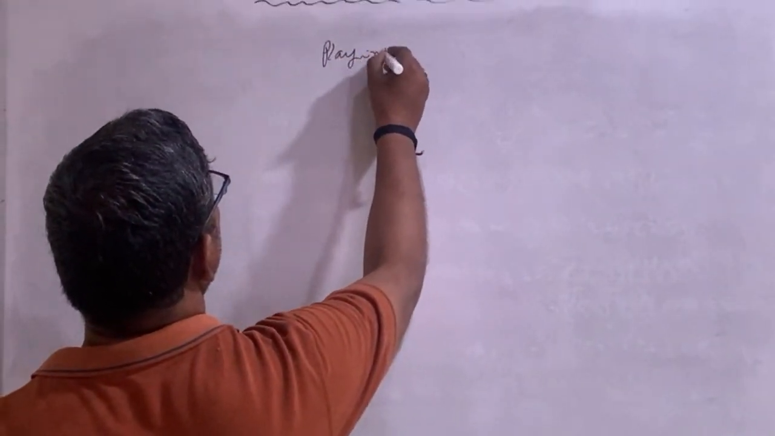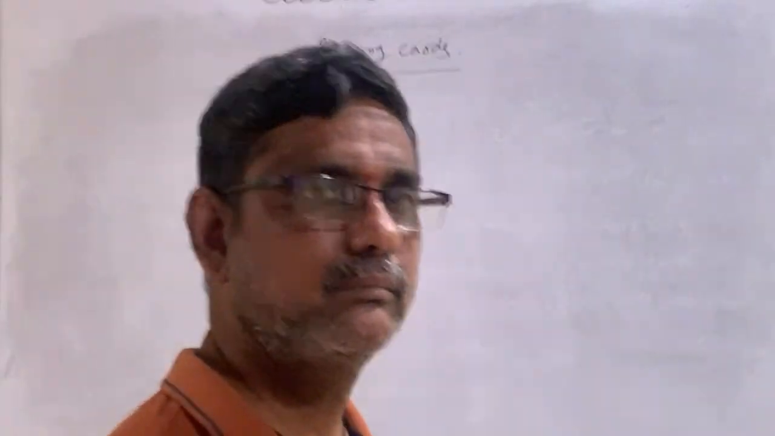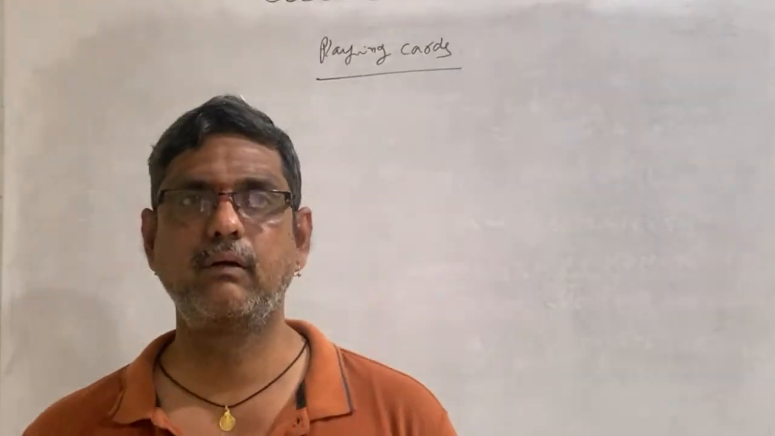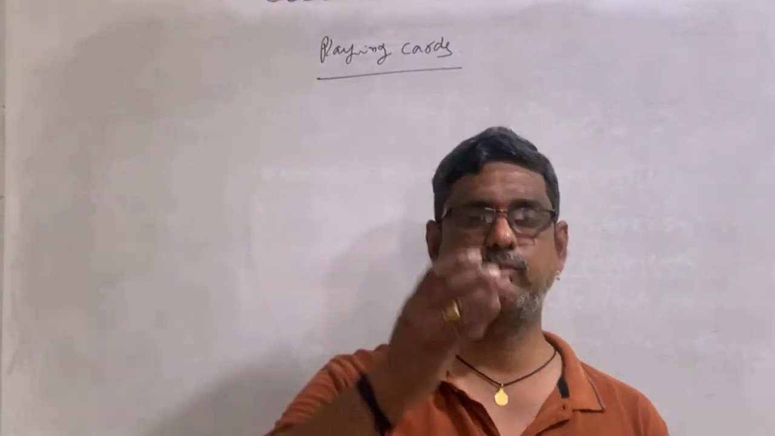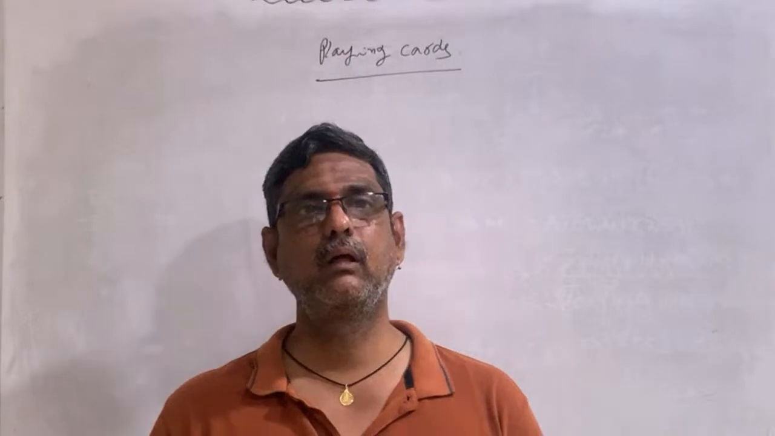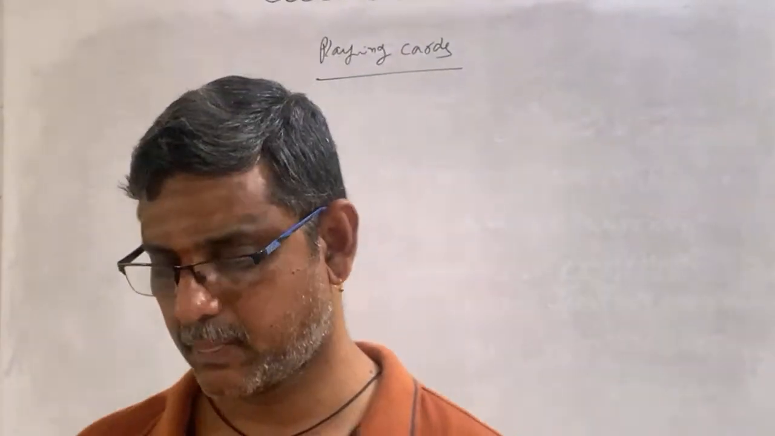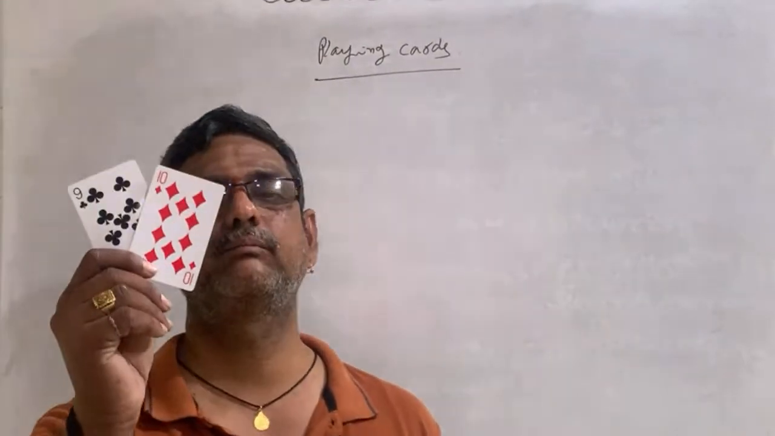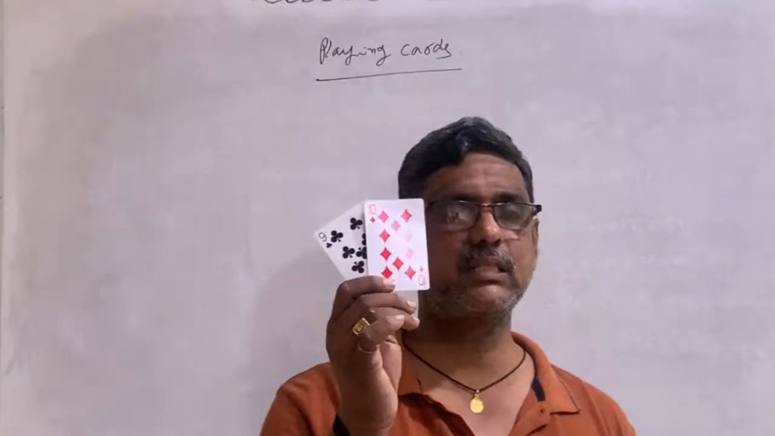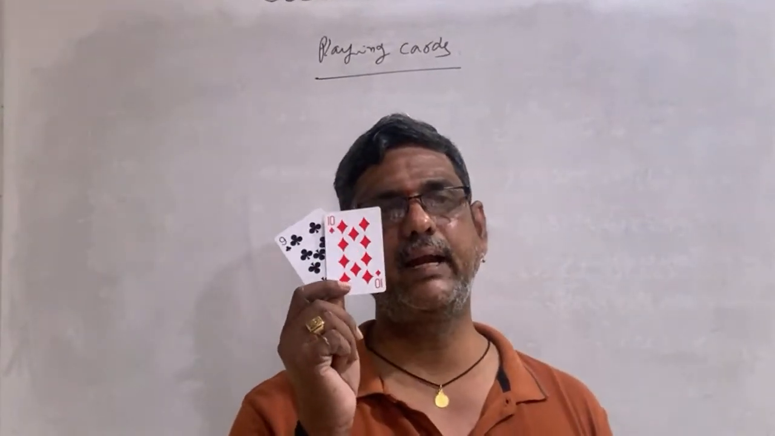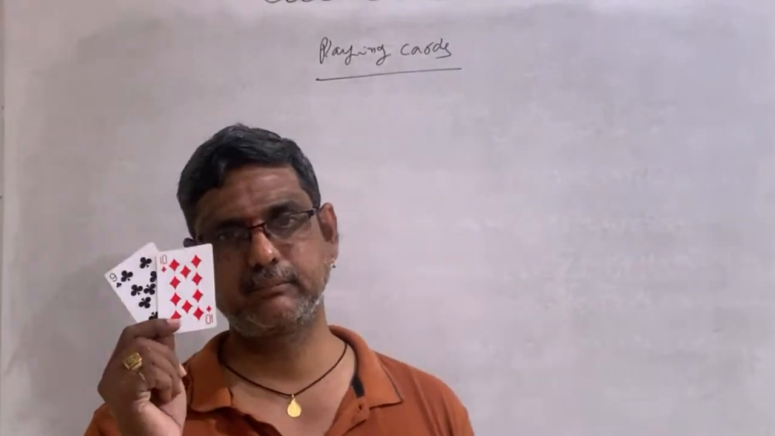Now, playing cards. A deck contains 52 cards. Out of those 52 cards, we have 2 colors, red and black. Red and black colors. Okay?